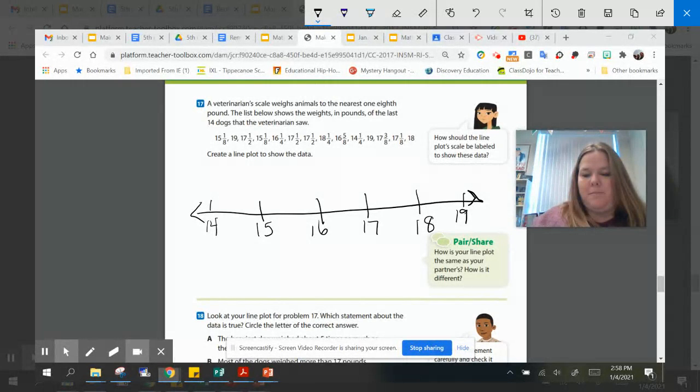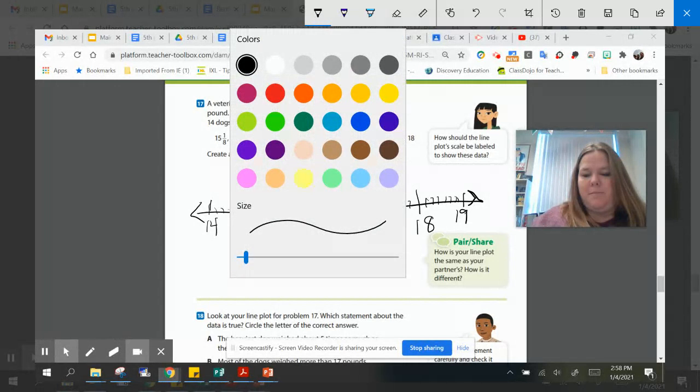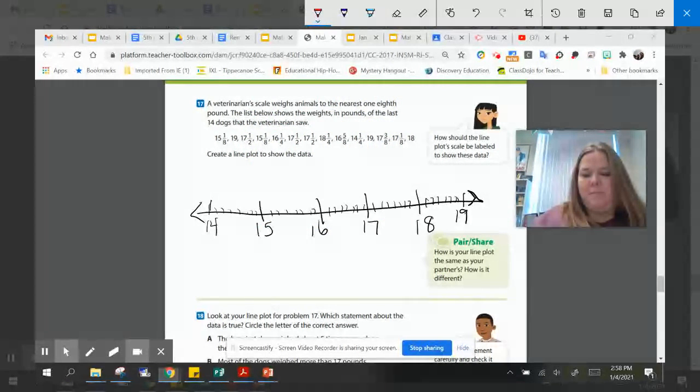Now, if we do 1, 2, 3, 4, 5, 6, 7, 8 between each number, it's not perfect. So you actually only draw 7 hash marks, because 14 and 8/8 is actually 15. So that's why you don't write it.